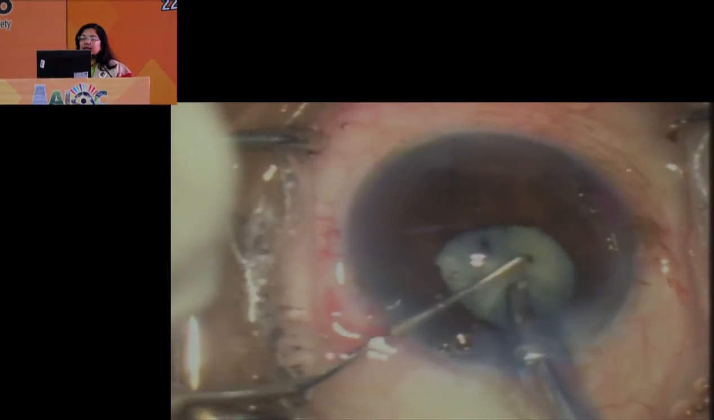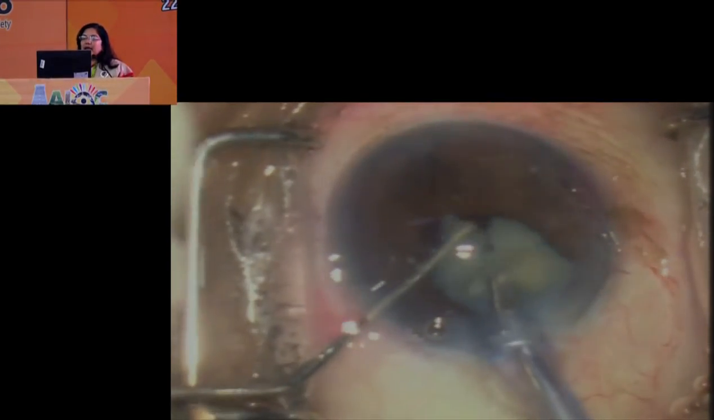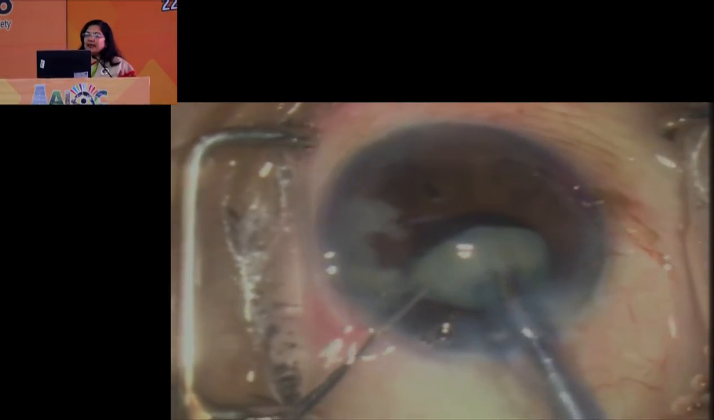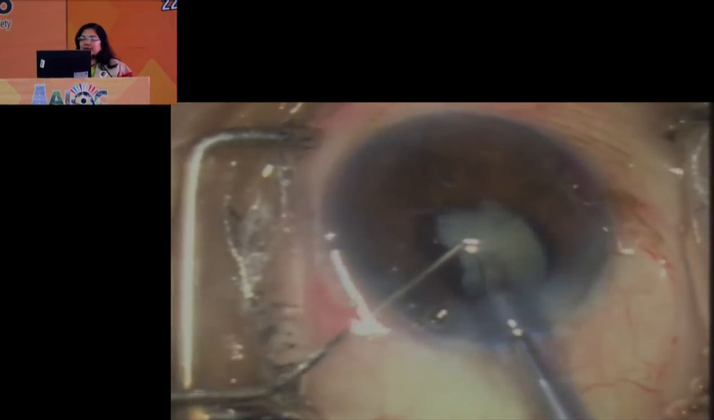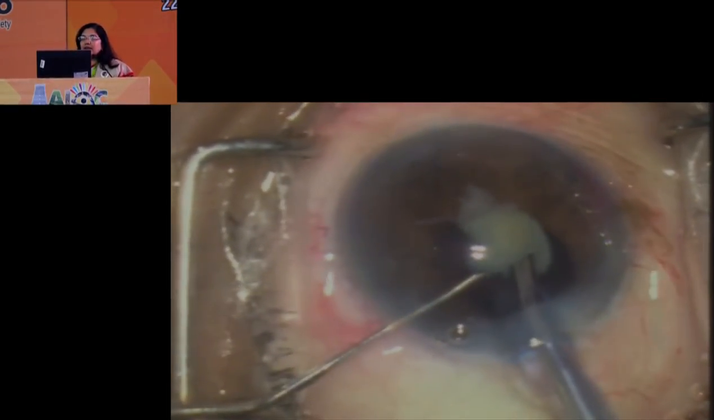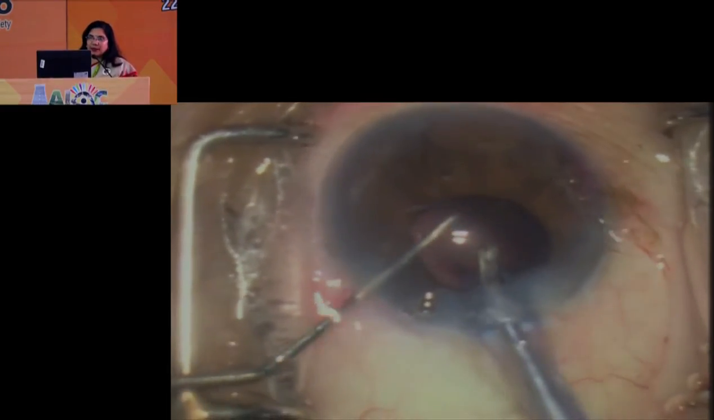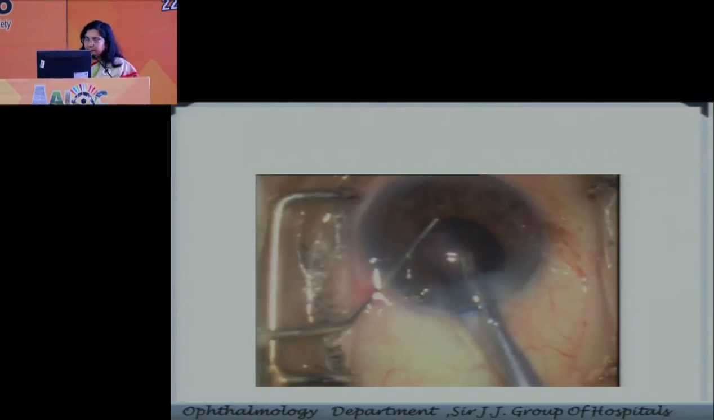Rotate the nucleus, make small pieces with the chopper, and just go towards the piece. Once the piece is held, it gets aspirated towards the phaco tip and then it can be emulsified, slightly above the iris plane, but definitely safe because otherwise you cannot see what is happening. So phaco emulsification is possible.